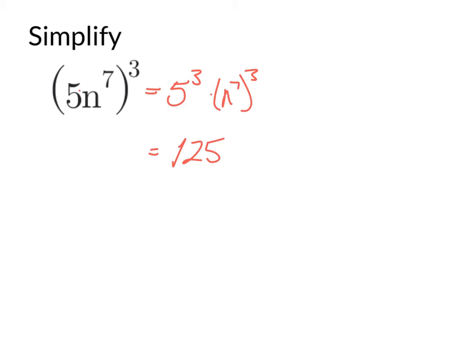And when it comes to that n to the 7th, we're taking a power to a power. So we have to multiply them together. So n to the 21st.